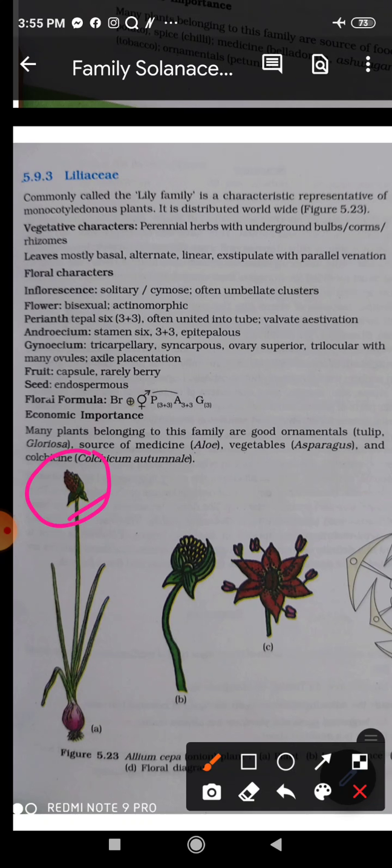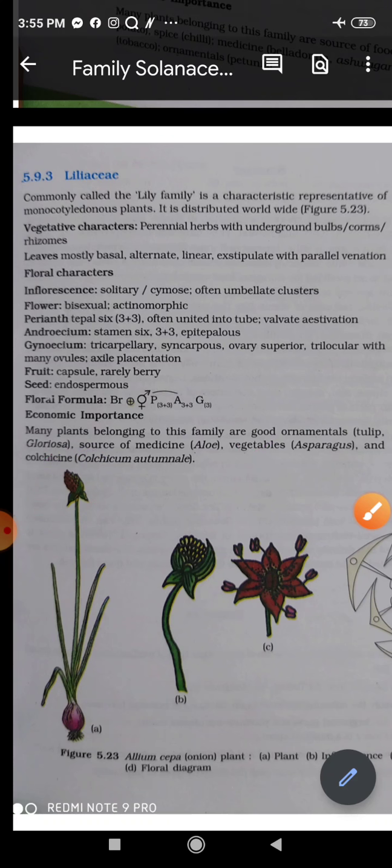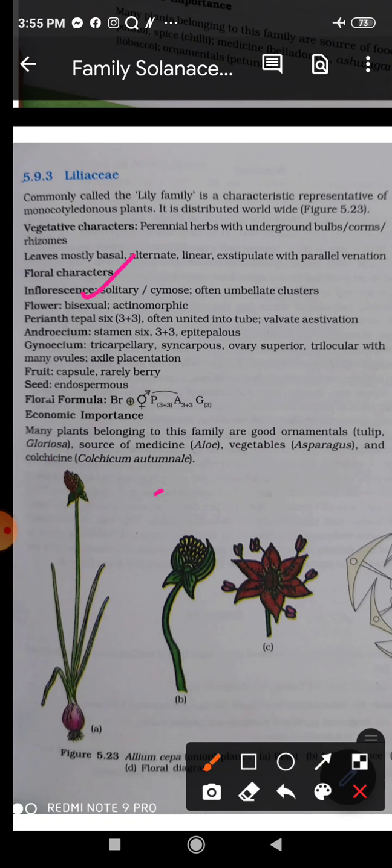Now what is this umbellate clusters? The main axis of the flower is short, right, and bears many branches, like this. So that is umbellate clusters. Then if we talk about the flower, basically they are bisexual, having both the sexes in one flower, and again they are actinomorphic, which is one common characteristic in family Solanaceae and in family Liliaceae. Even inflorescence is common and flower is also common.